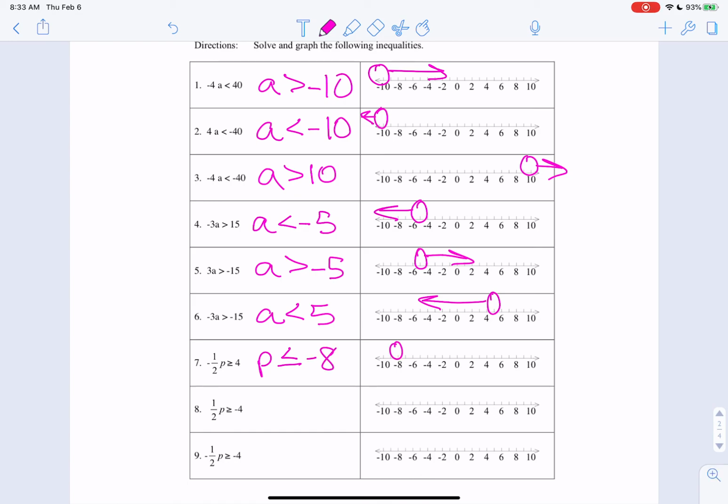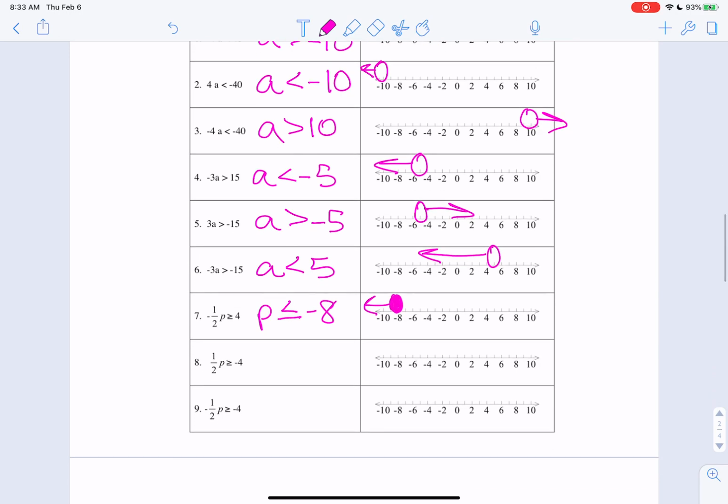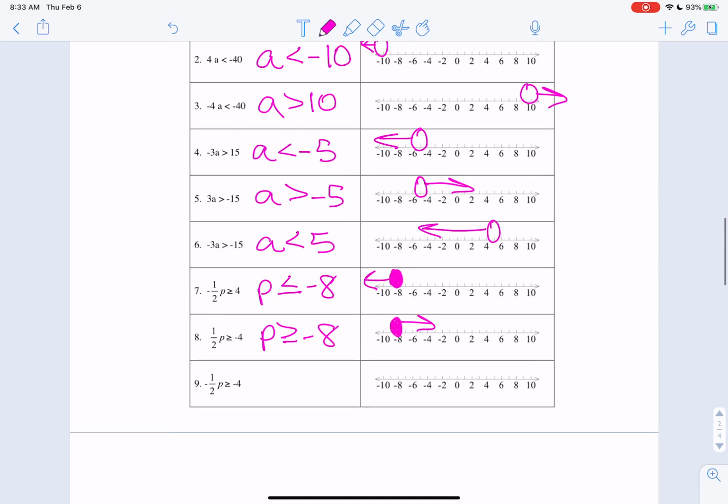So the bubble goes on the negative 8. Because we have the equal sign also, the bubble's filled in and the arrow goes to the right. For number 8, P is greater than or equal to negative 8. So we're on negative 8 again. The bubble's still filled in because it has the or equal to involved, and the arrow goes in the opposite direction. And last but not least, for number 9, we get P is less than or equal to positive 8. We put the bubble, fill it in, and the arrow goes to the right.